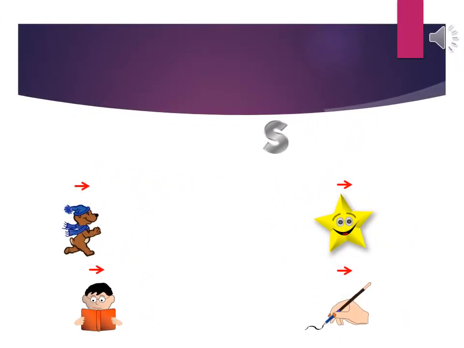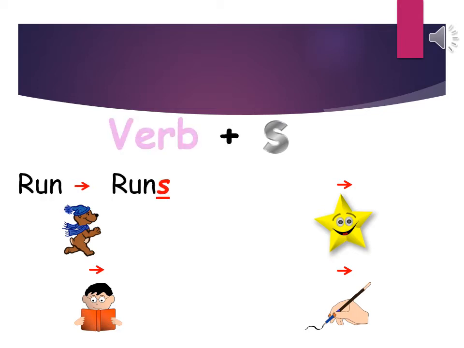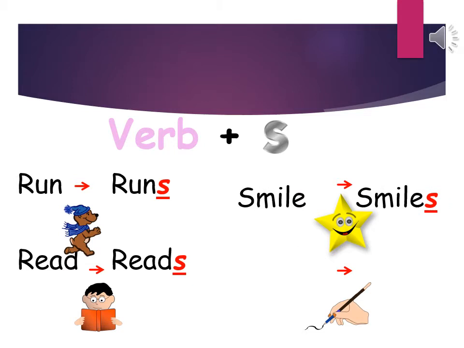As we said, after he, she, it, and the singular nouns, we have to add s to the main verb, like run, runs, read, reads. And if the verb ends with e, we also have to add only s. Like smile, smiles, write, writes.